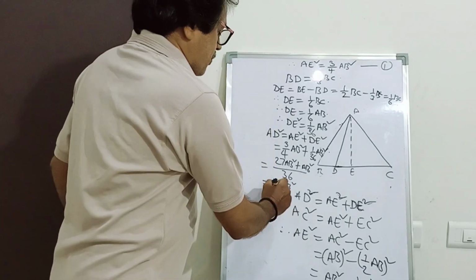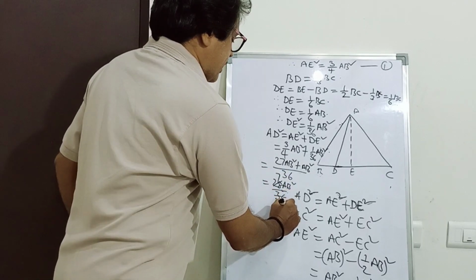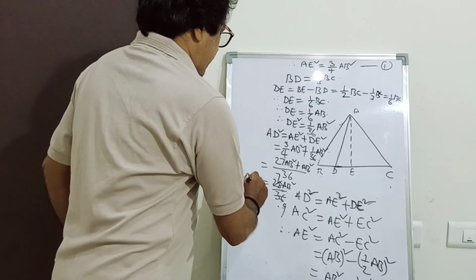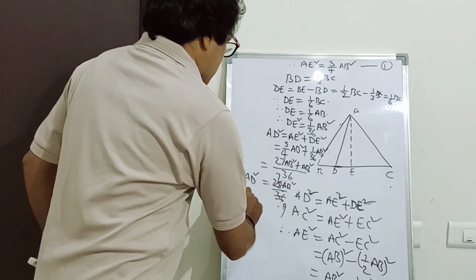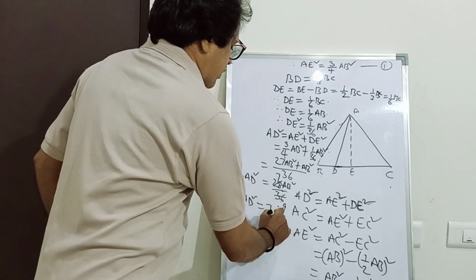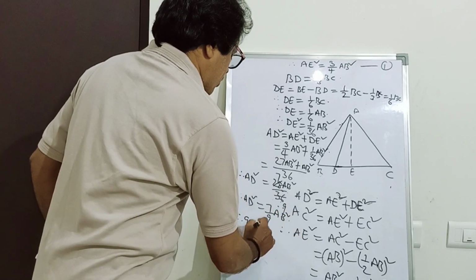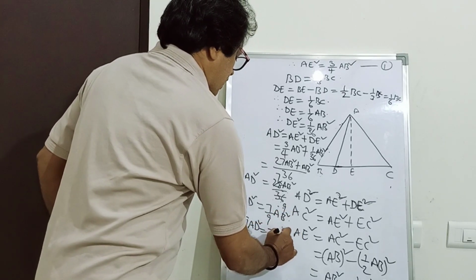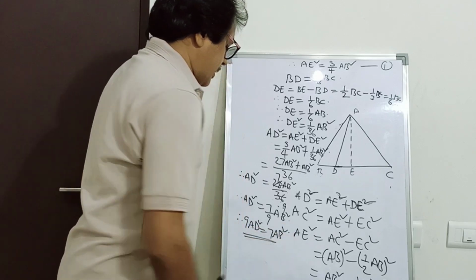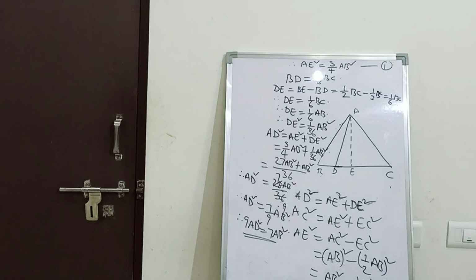So here 4 divides 28 seven times, and 4 divides 36 nine times. Therefore AD square is equal to 7 by 9 AB square. Therefore 9 AD square is equal to 7 AB square. Hence proved. 9 AD square is equal to 7 AB square.